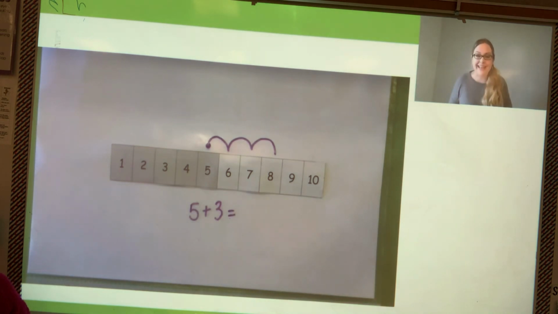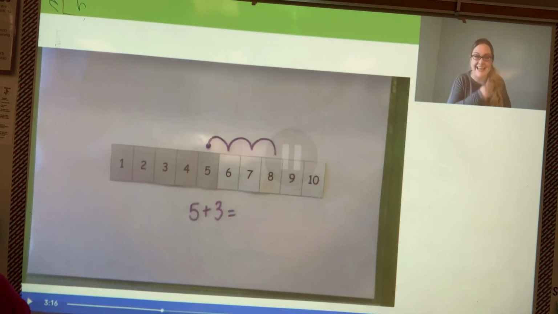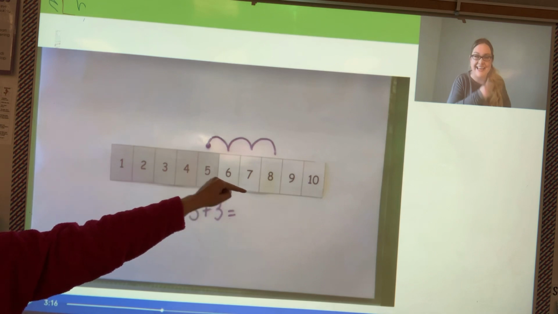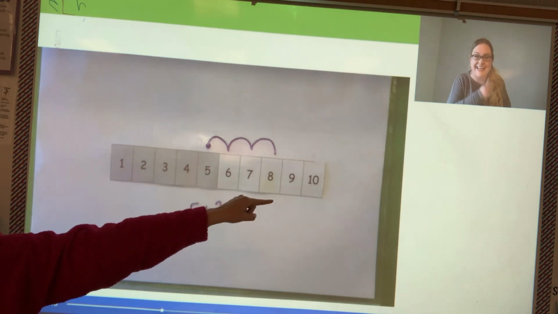And where did we land? What number did she land on after she hopped? 8. When you're adding, boys and girls, you're always going to go forward. When you add, you go forward.